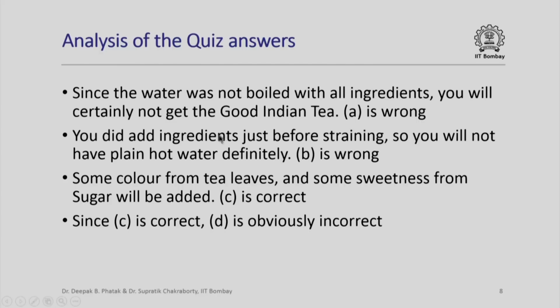Now, because of the reasons that I just mentioned, some color from tea leaves and some sweetness from sugar will get added to the water. Therefore, a funny kind of mixture is what will result. C is thus correct. Since C is correct, D is obviously incorrect. We can see that if a procedure is not written properly, if the steps are not written in the order in which they need to be executed, then the desired task will not be correctly carried out.